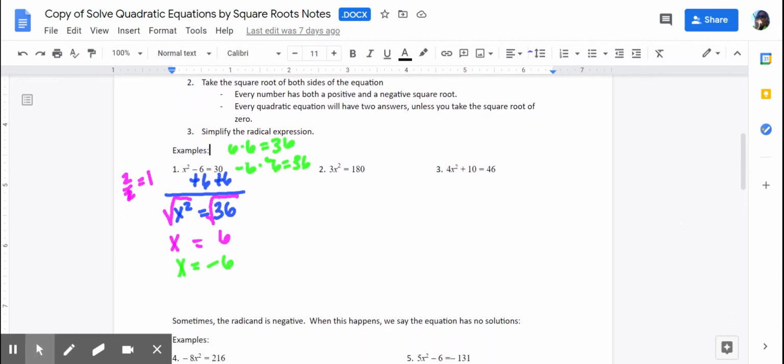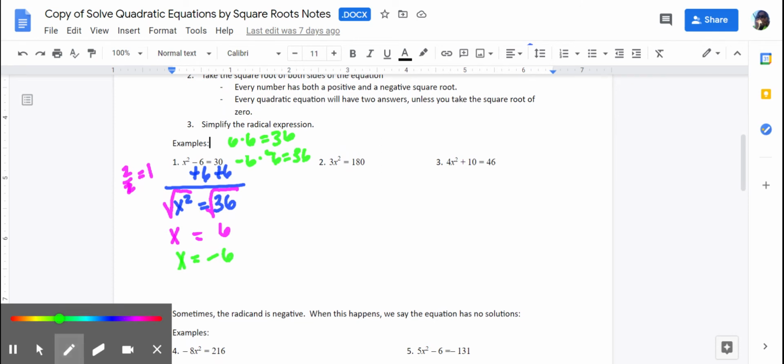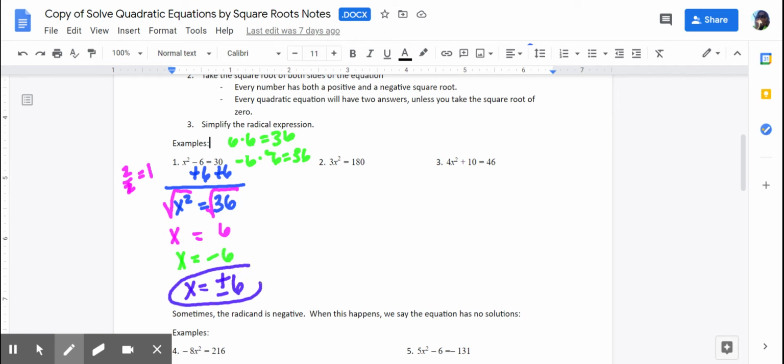Now you can save yourself a little bit of effort and time by writing your final answer as x equals positive and negative 6. You can totally write them out separately if you want to, but this is just a quick and easy way to make sure that you have both answers, the positive and the negative version.